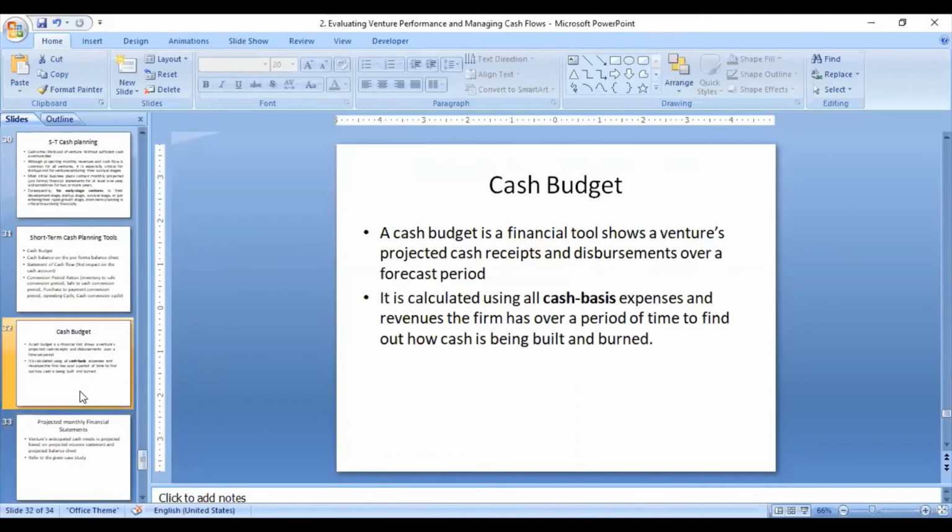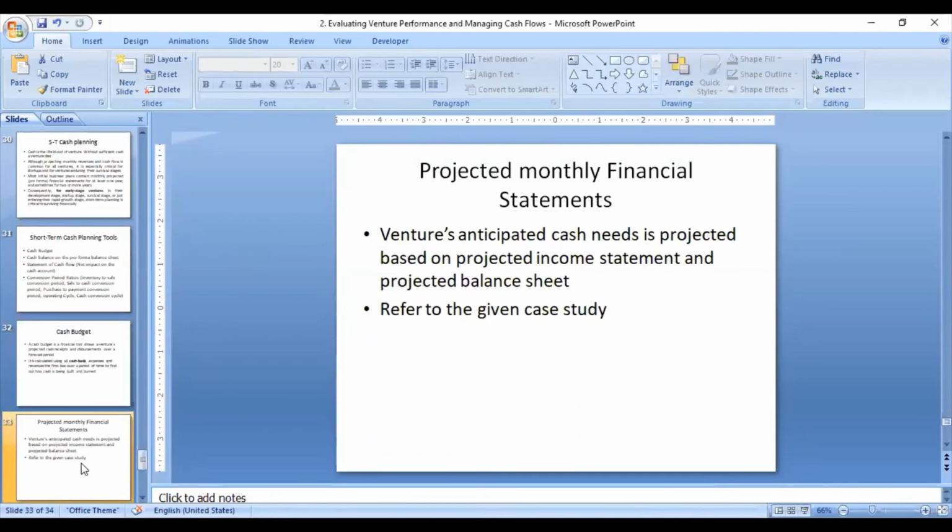Here we are providing the cash budget as well as the monthly financial statements, that is the projected income statement, projected balance sheet, and projected cash flow statement. You know how to prepare an income statement and balance sheet. The only thing is that we are going to project them in this context. So we discuss these two things using this small case, right?